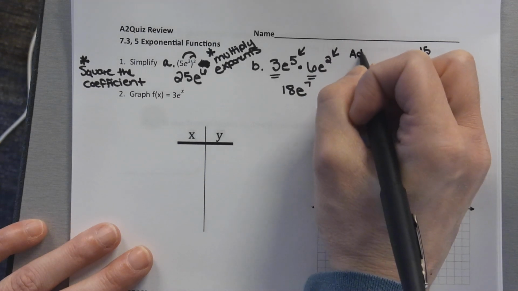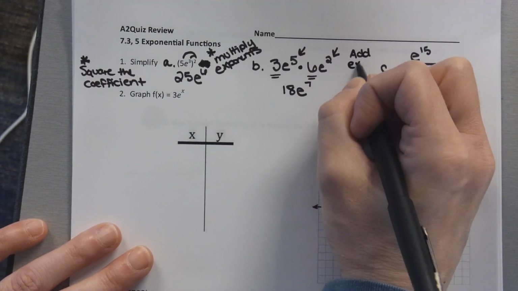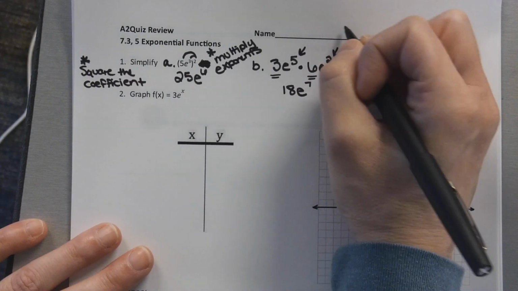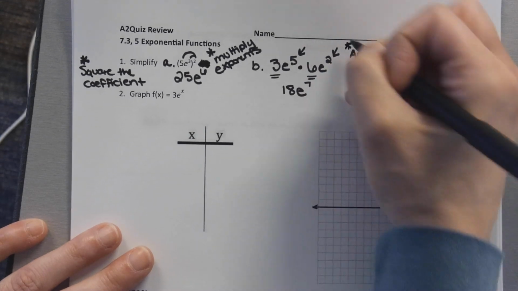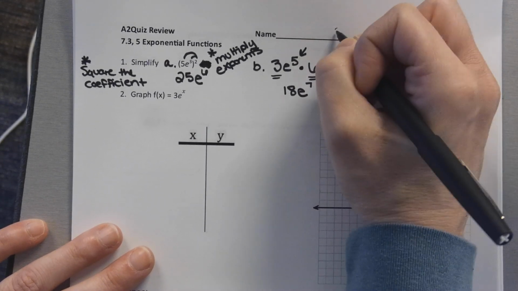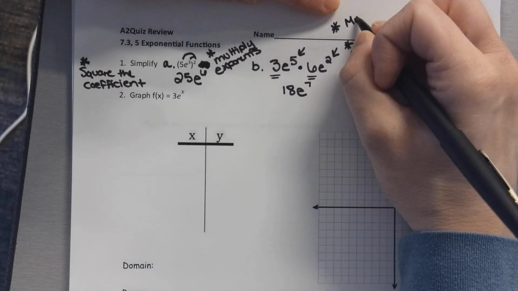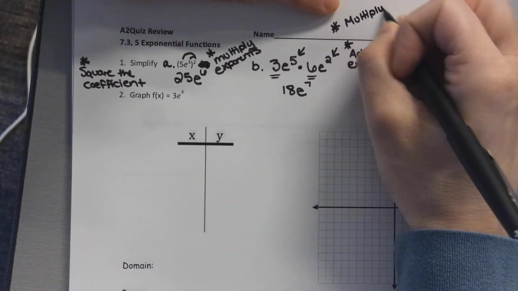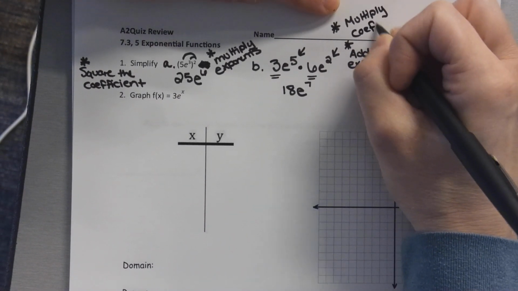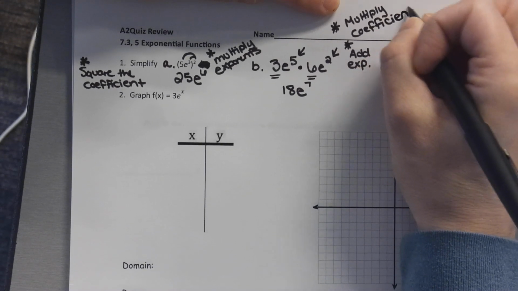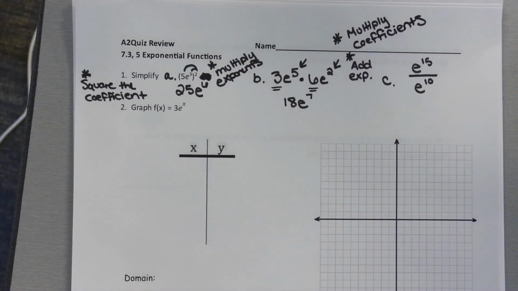Add exponents in this case. So again, write yourself a note though. Add exponents for this one, and we multiplied coefficients. So we added the exponents and multiplied the coefficients.